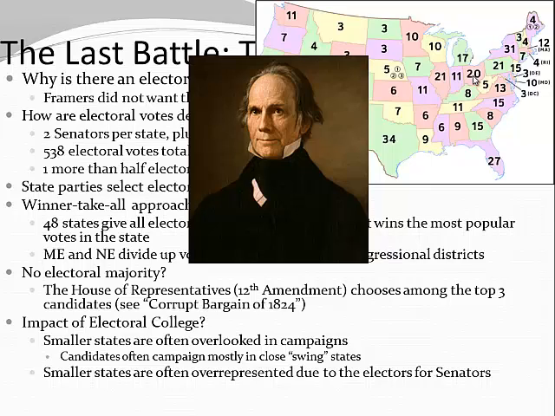And smaller states also are often overrepresented due to the electors for senators. So just because teeny tiny Wyoming and Montana are guaranteed to have senators, they are actually overrepresented compared to other states. And the Electoral College also helps reinforce the two-party system.